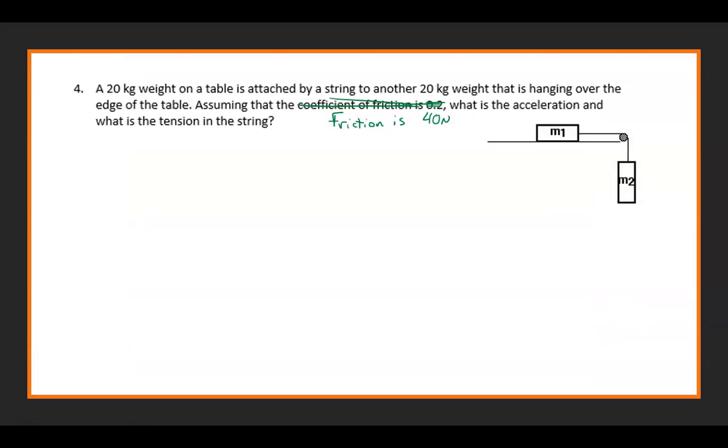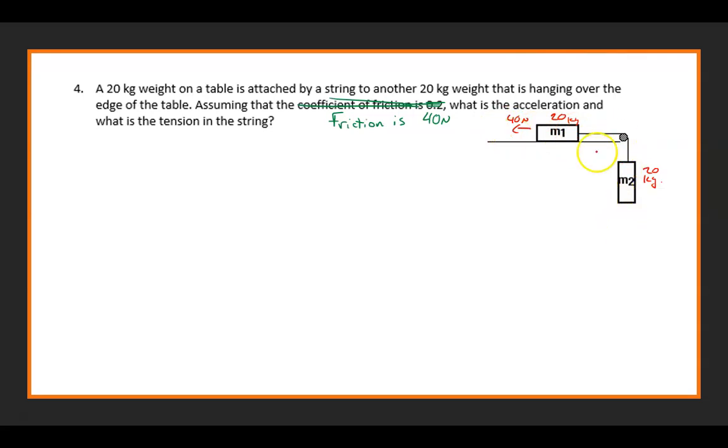Okay, so let's take a look at another problem here. In this one, we've got a 40 kilogram weight on a table. So this is 20 kilograms, and this one is also 20 kilograms. However, we've got a force of friction, and I did change it here. Coefficient of friction being 0.2, which translates into a friction of 40 newtons this way.